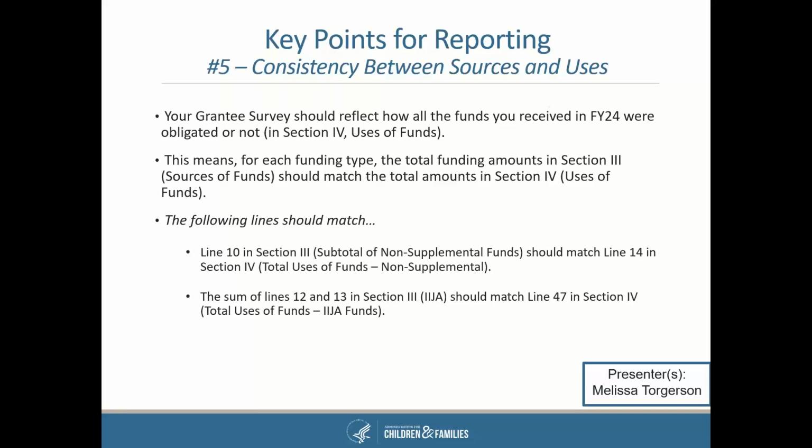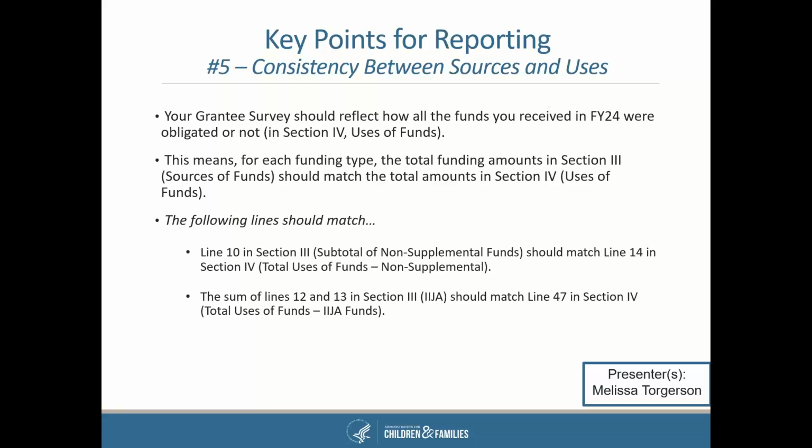This is the biggie, and there should be consistency between sources and uses. For those of you who did learn to balance a checkbook, you know that what's coming in, you should be able to see also what's going out, and they should match. That's really what this report is about, where you have the sources, all of the funds coming in to 2024, and in the next section, you're going to want to see how each of those funds were obligated, not expended, obligated, and the two should match. The only instance where they shouldn't match is if you're sending money back to HHS.